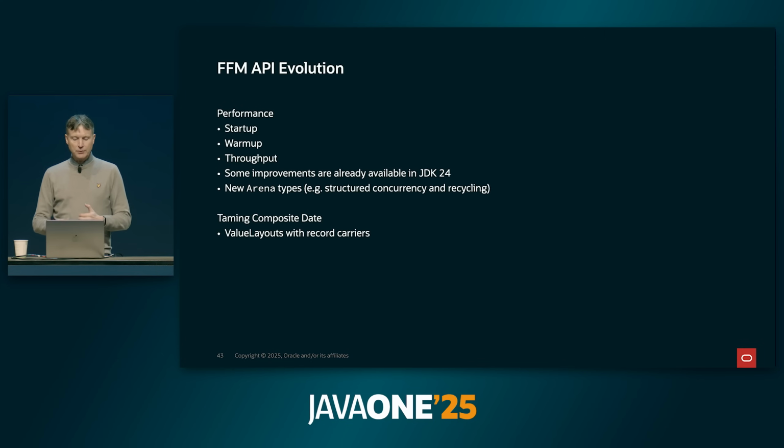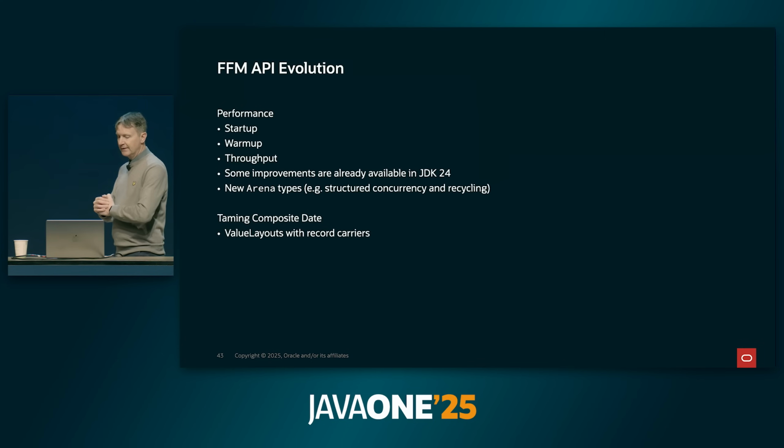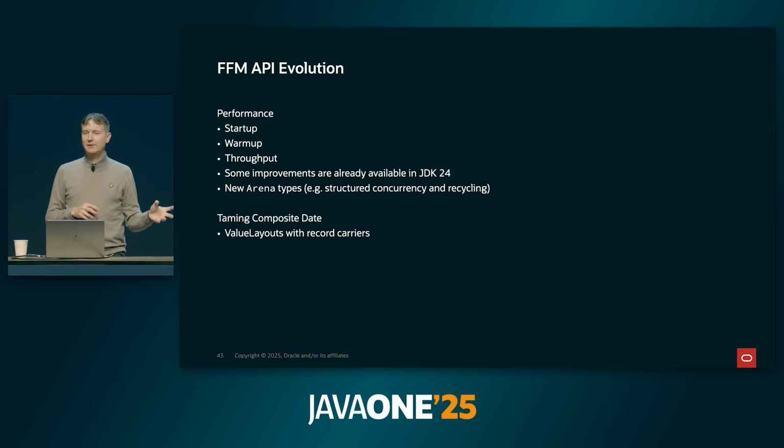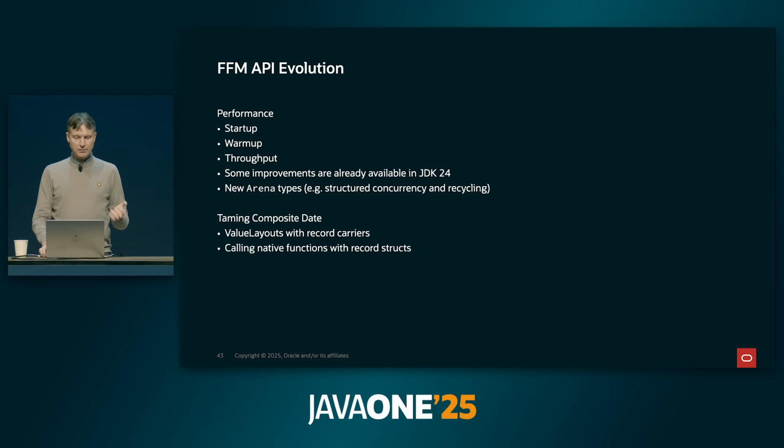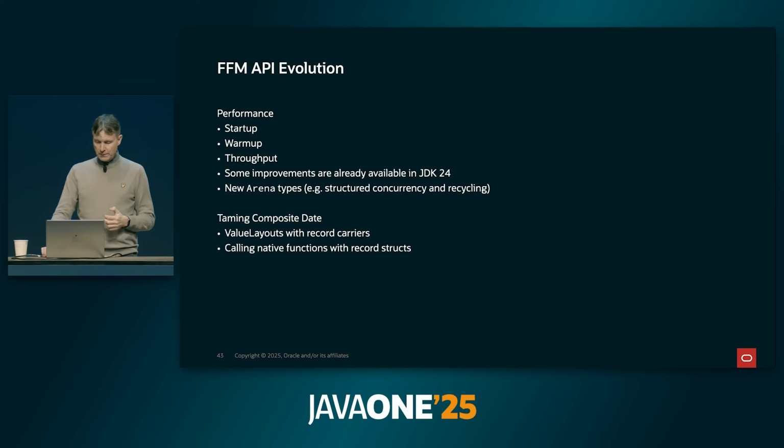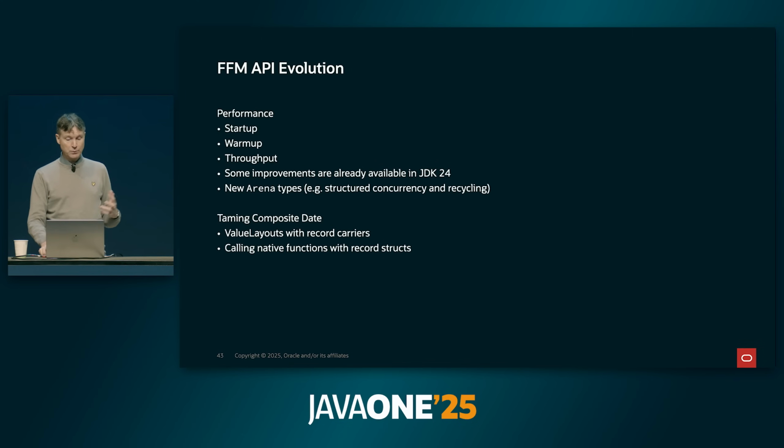There is another effort called taming composite data. So as you saw before, you can query from method handles using all the primitives we have in Java, but maybe we want to define our own records, and maybe we want to use those as primitives. So that's another thing we are thinking about. Maybe we want to be able to call native functions with records.